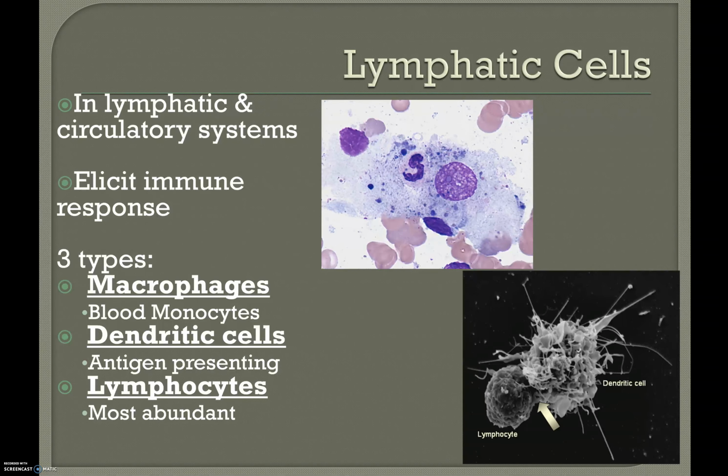Dendritic cells are called antigen presenting cells. If they find some antigen, they hold that antigen and present it to other immune cells so that they could elicit an immune response. Dendritic cells by themselves do not kill a foreign antigen. And then we have the most abundant type of the lymphatic cells called lymphocytes. So the three important types are macrophages, dendritic cells, and lymphocytes, and all three together, they elicit immune responses.